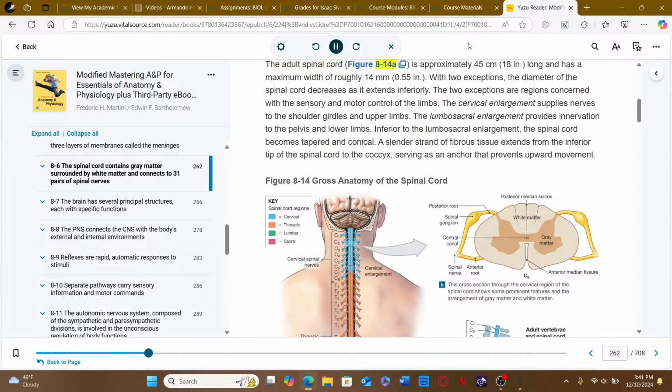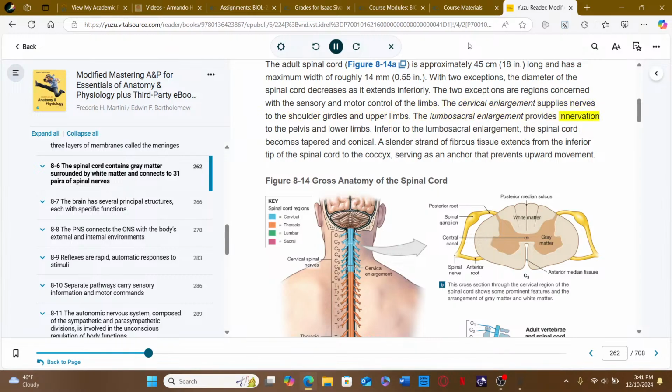The adult spinal cord, figure 8-14a, is approximately 45 centimeters (18 inches) long and has a maximum width of roughly 14 millimeters (0.55 inches). With two exceptions, the diameter of the spinal cord decreases as it extends inferiorly. The two exceptions are regions concerned with the sensory and motor control of the limbs. The cervical enlargement supplies nerves to the shoulder girdles and upper limbs.